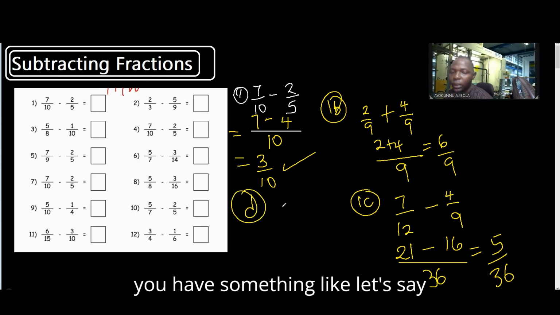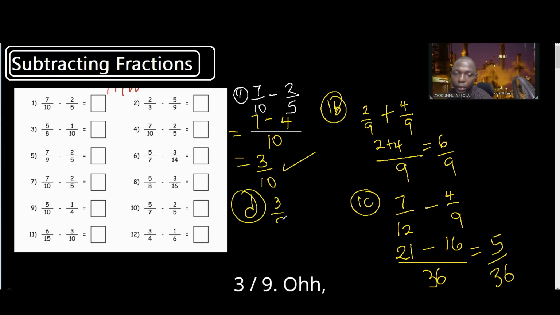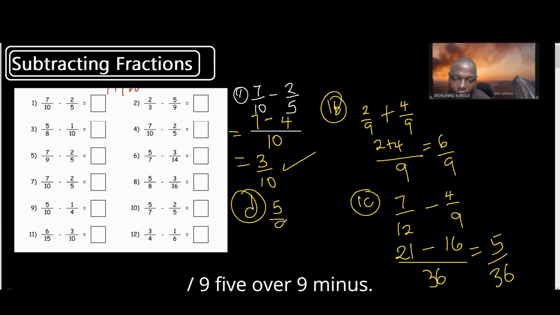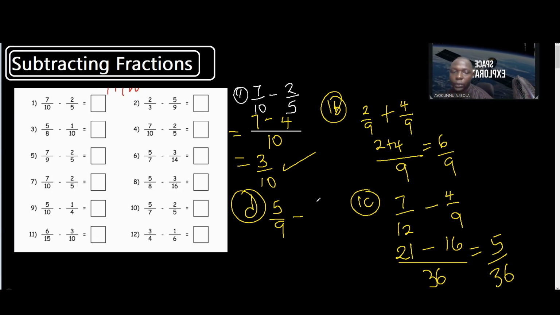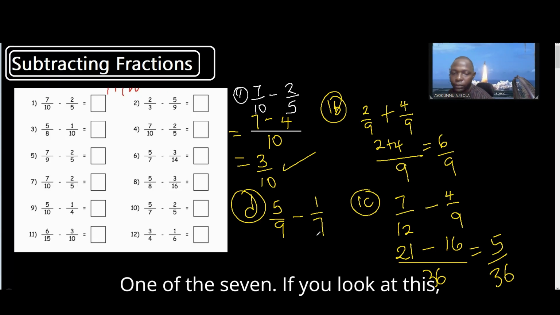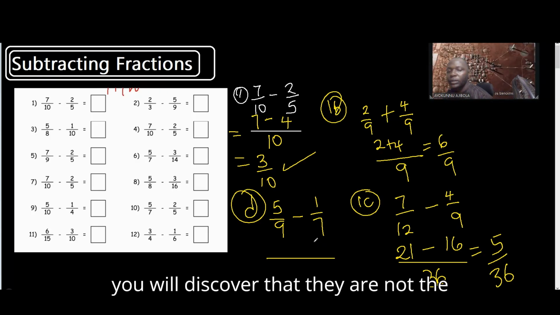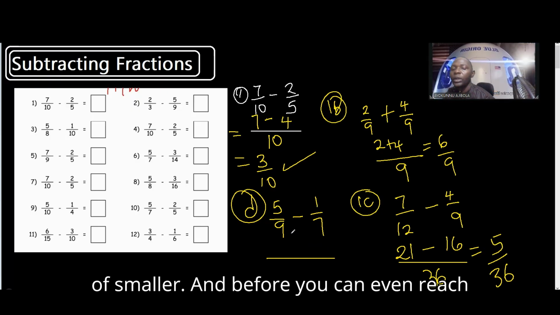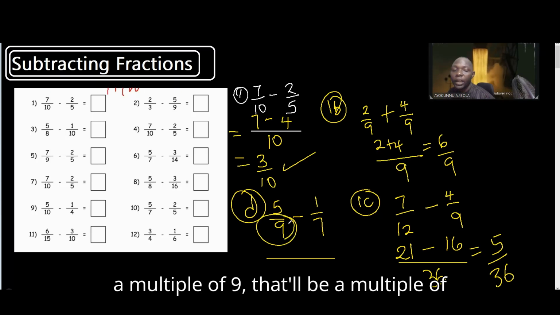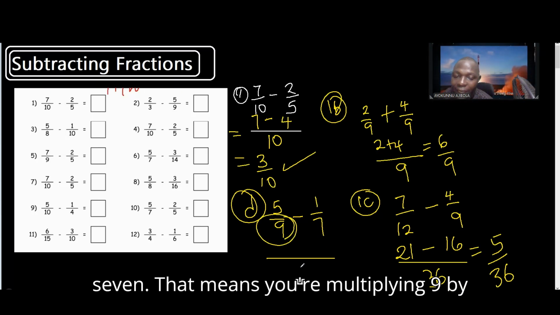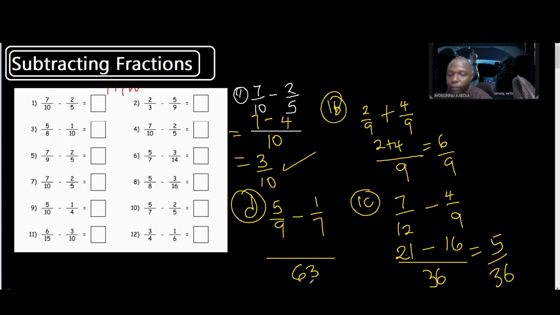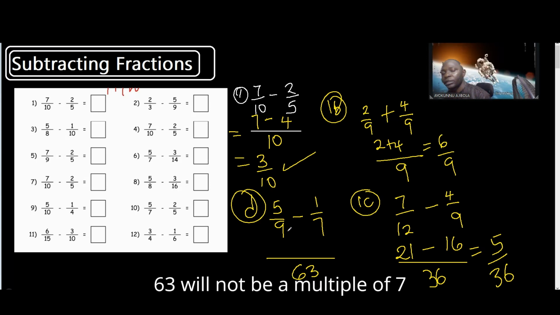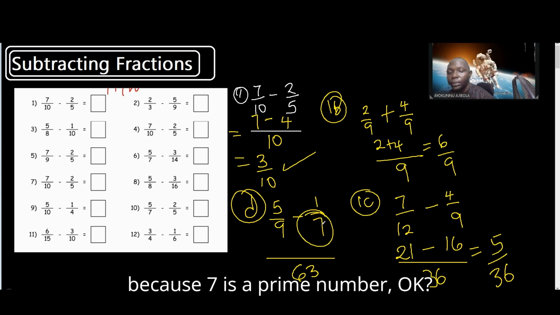And if you have something like, let's say, 5 over 9 minus 1 over 7. If you look at this, you will discover that they're not the same, and the bigger one is not a multiple of the smaller one. Before you can even reach a multiple of 9 that'll be a multiple of 7, you're multiplying 9 by 7, which is 63, okay? Any multiple of 9 less than 63 will not be a multiple of 7 because 7 is a prime number, okay?